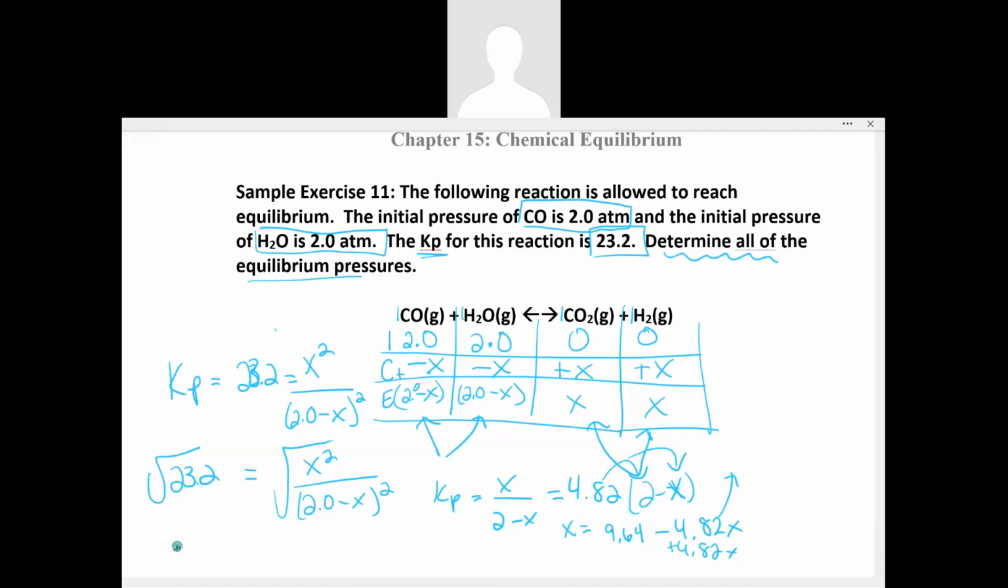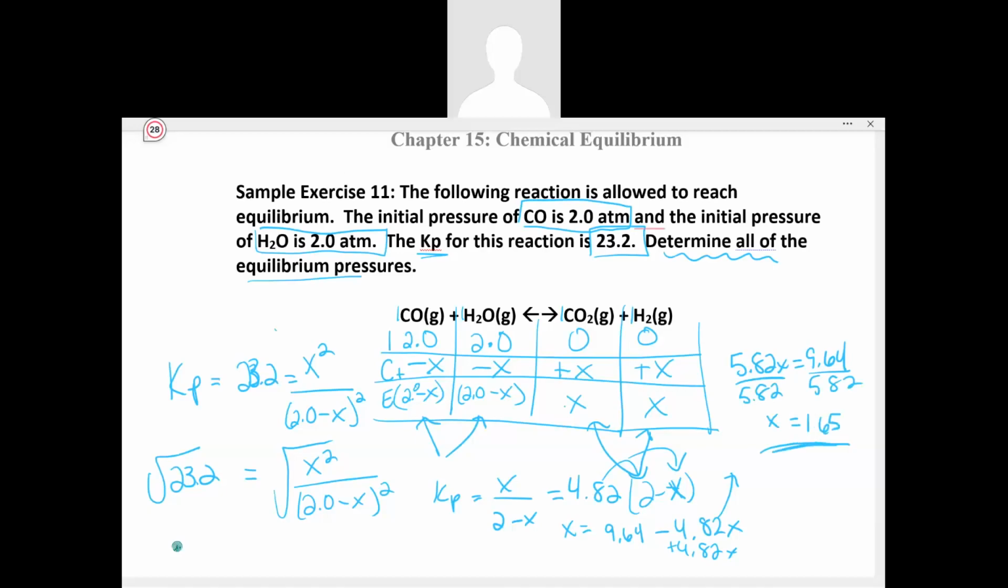So now I see that I have 5.82x equals 9.64. I'm going to divide both sides by 5.82 to get my x by itself. And 9.64 divided by 5.82, we get an x value of approximately 1.65.